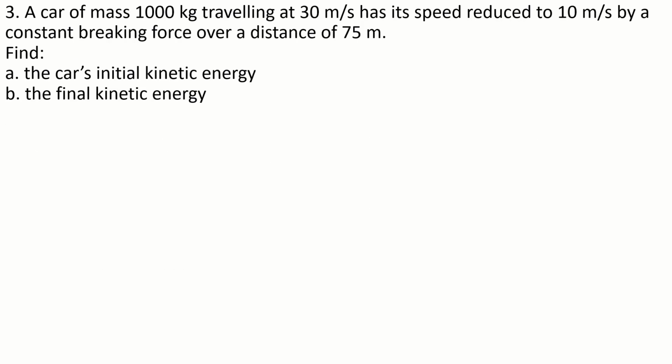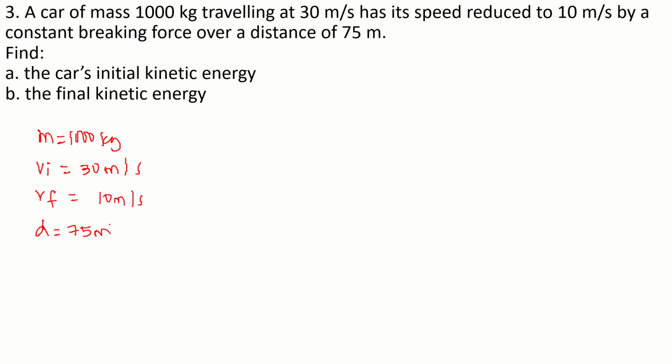Next problem, a car of mass 1,000 kilograms traveling at 30 meters per second has its speed reduced to 10 meters per second by a constant braking force over a distance of 75 meters. What is the initial kinetic energy and what is the final kinetic energy? So here it's very important again to indicate the given. The mass is 1,000 kilograms. The initial velocity is 30 meters per second. It is reduced because you braked. So this is 10 meters per second. That will be the final velocity. And then the distance is 75 meters.